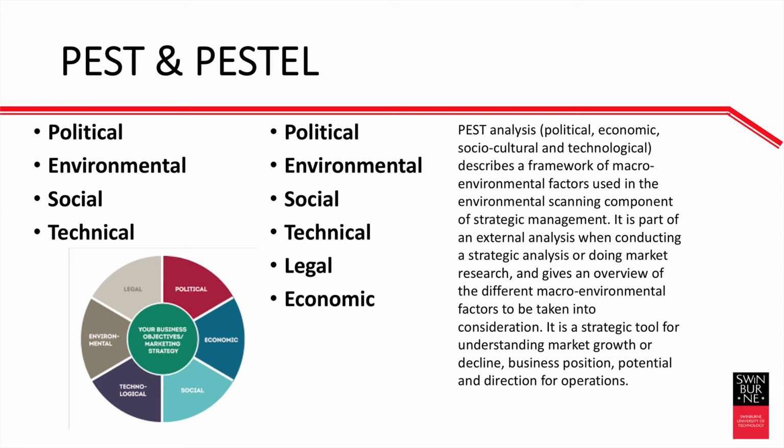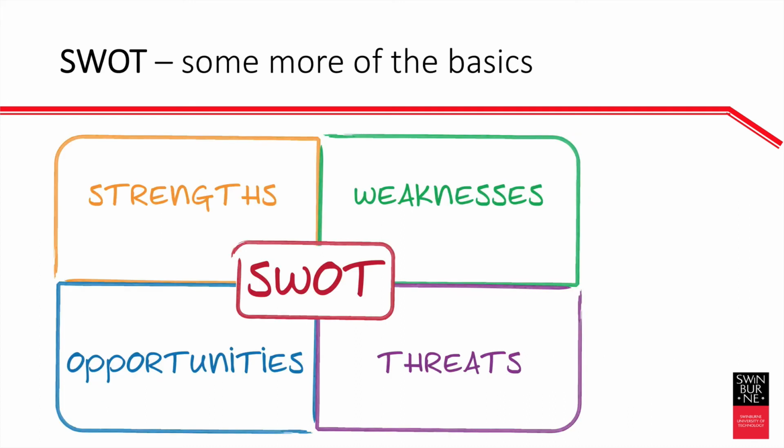PEST is political, environmental, social, technical aspects. Legal and economic are then added to that to become PESTLE. And this is used, again, to analyze your business objectives or your marketing strategy, to understand what market you're operating in. And this is a good framework that you can apply to any business. SWOT analysis, a staple of business schools: strengths, weaknesses, opportunities, threats.